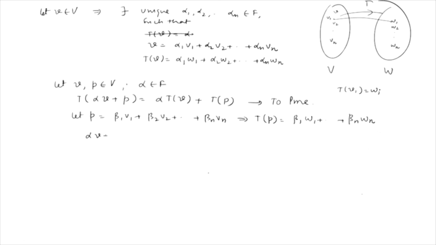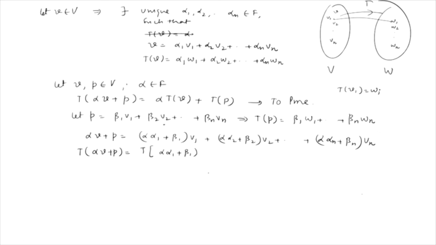Now, you take alpha V plus P, because you have to show this result for T as a linear map. Now, alpha V plus P will be what? It is alpha 1 plus beta 1 times V 1, where alpha is for V and beta is for P, plus alpha 2 plus beta 2 times V 2 and so on, alpha n plus beta n times V n. And what is T of alpha V plus P? This will be T of alpha 1 plus beta 1 times V 1 plus alpha 2 plus beta 2 times V 2, and so on, alpha n plus beta n times V n.